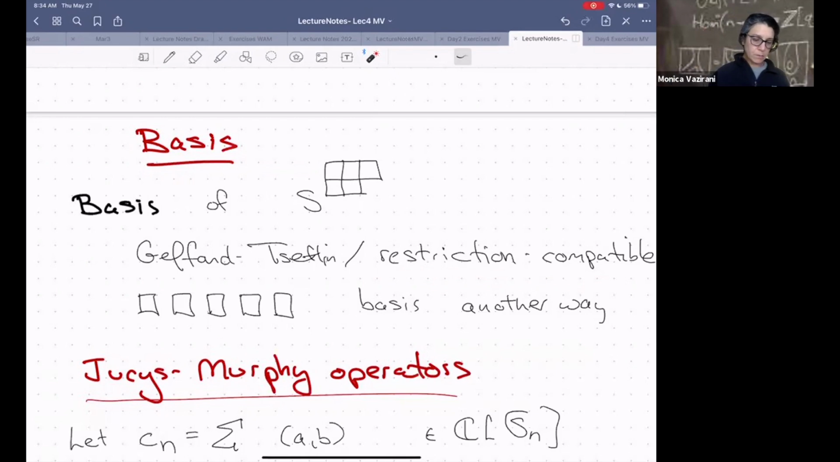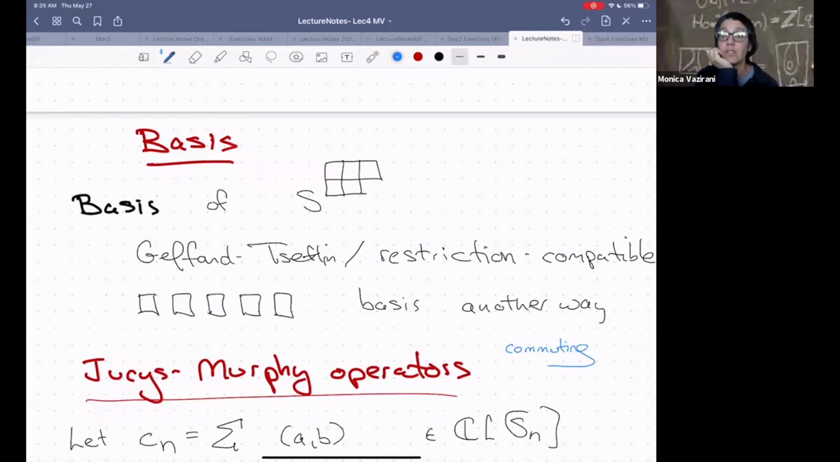And so I'm going to get this basis in a very different seeming way, which is by using a commuting family of operators in the group algebra of the symmetric group. One thing you might remember from linear algebra: if you have two matrices that commute with each other, and if they're both diagonalizable, they're simultaneously diagonalizable, right?